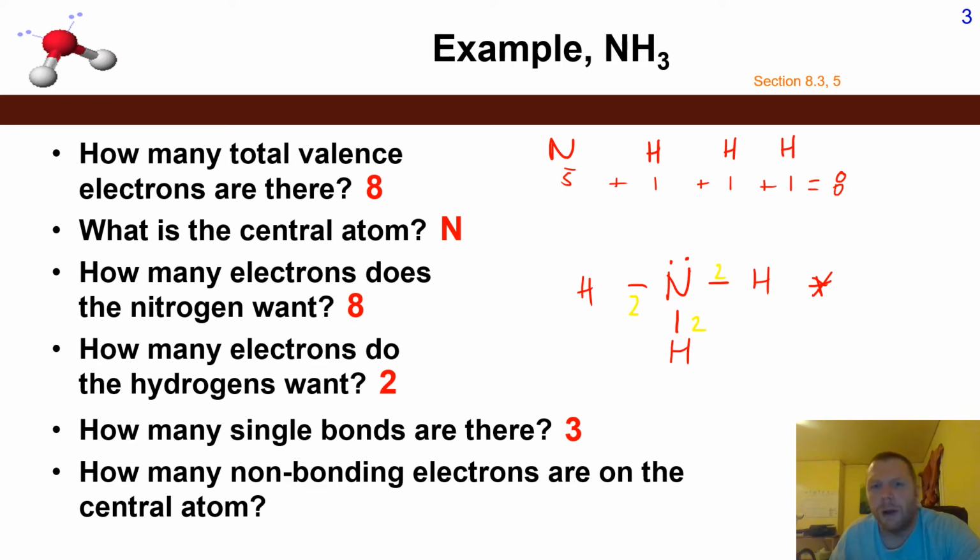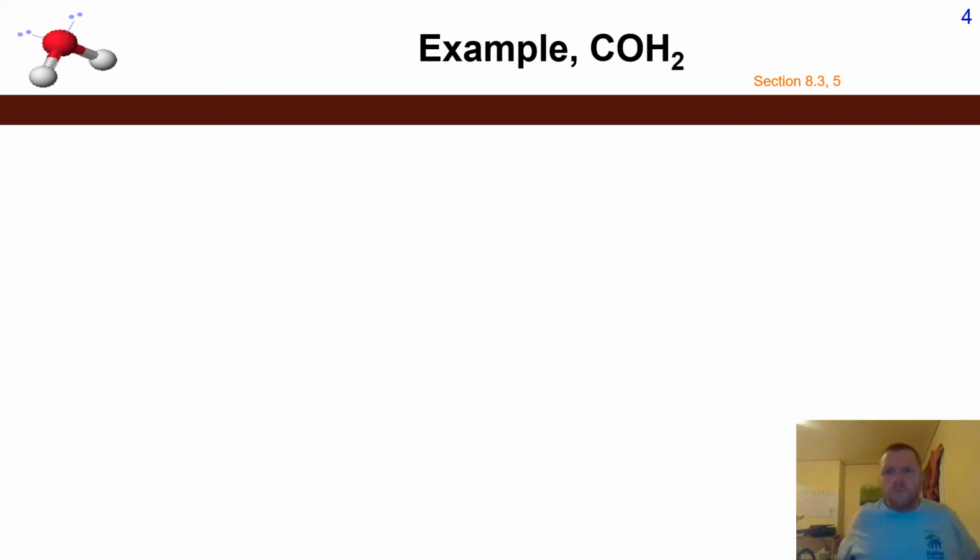Those non-bonding electrons, or our lone pair of electrons, that's that 2 there. So there's our NH3 structure. So our next model is COH2. How do we draw this?